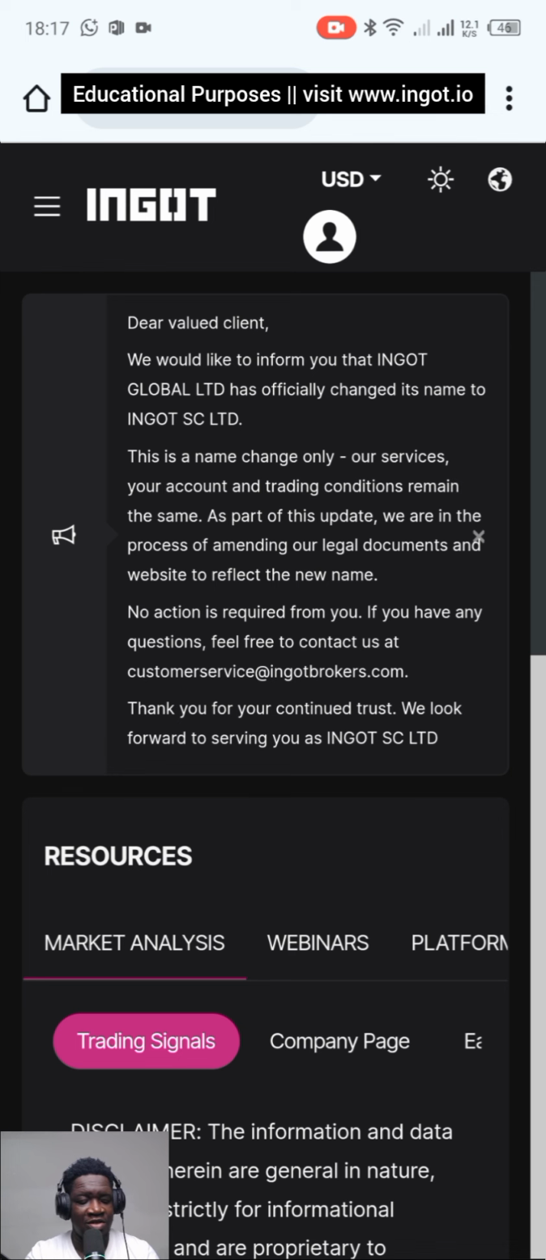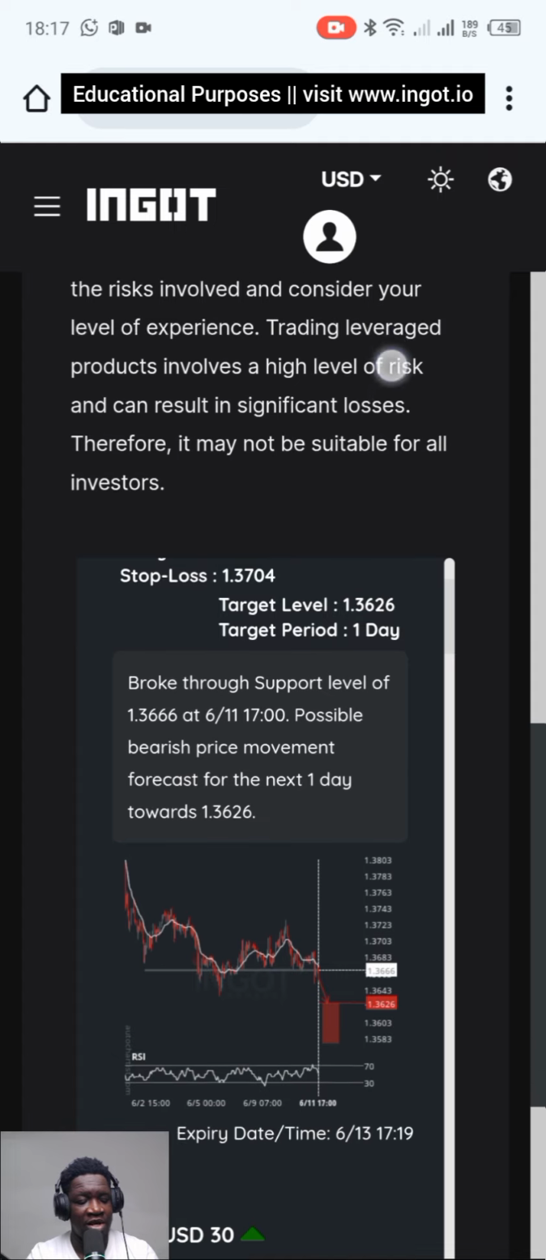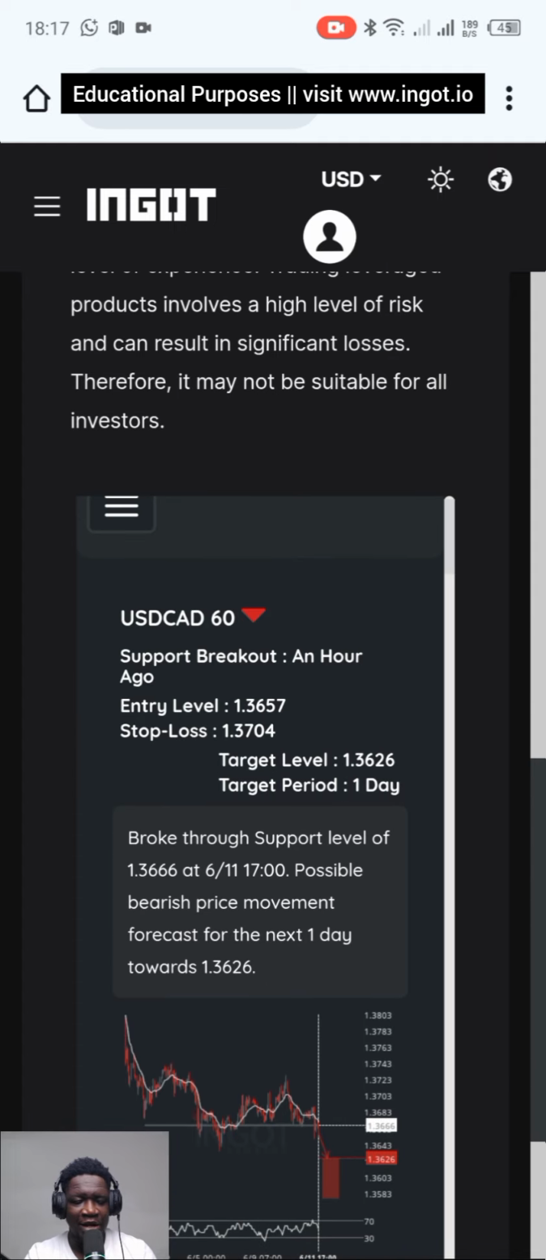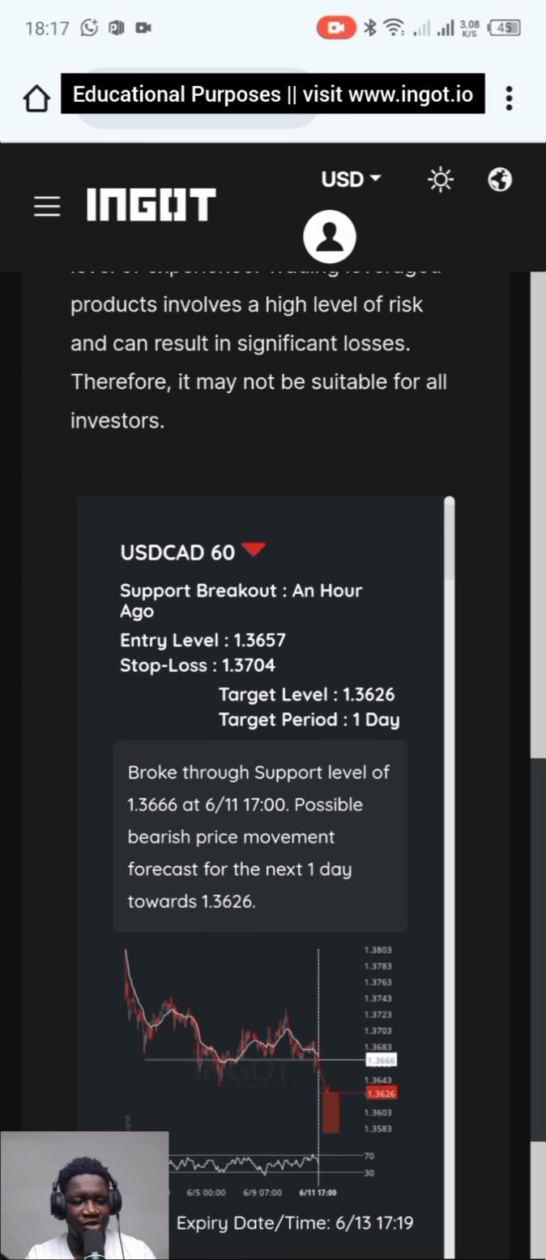Okay, now as you can see on your screen, we have an example, this USD CAD trading signal. It's telling you when to enter the market, when to take your stop loss, and a target, which is the take profit. So now that you have seen it, we are going to look at how to actually trade them. And what you have down here, the charts, is showing you the direction of the market.